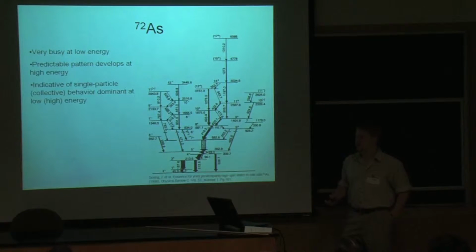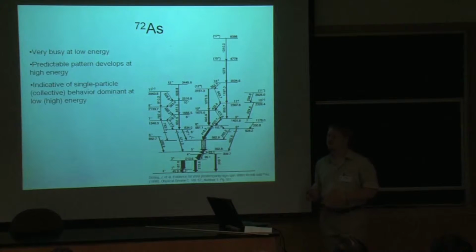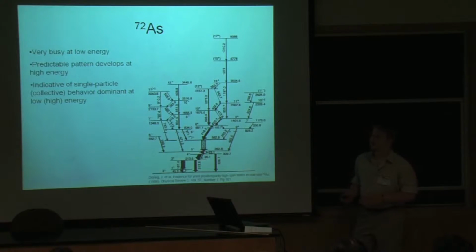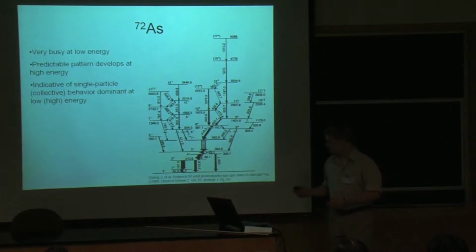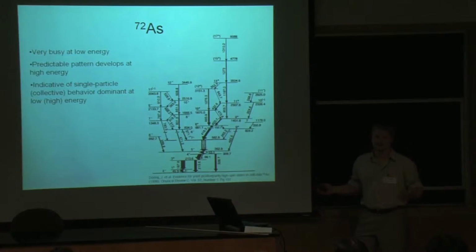I'm talking about evolution of collective structure here. So I really want to know, how does arsenic-70 fit into the area around it in the chart of nuclides? We go up to the next odd arsenic nuclei, and that's arsenic-72. For those of you who haven't seen a level scheme before, you'll notice that there are these integer values with pluses and minuses. They are the spin and parity values.